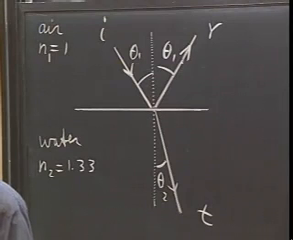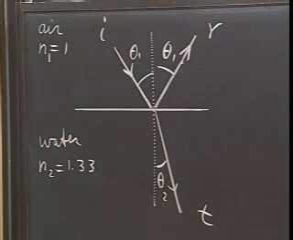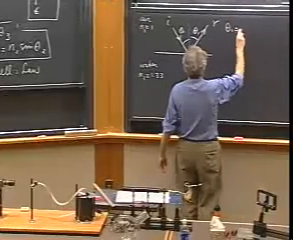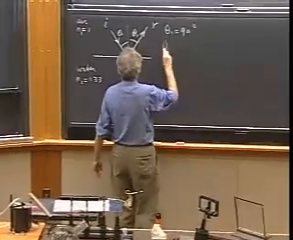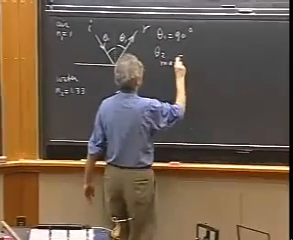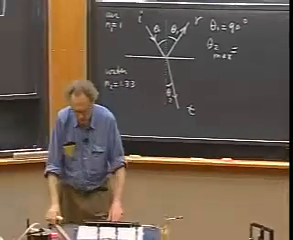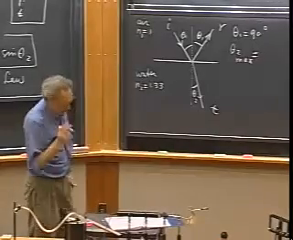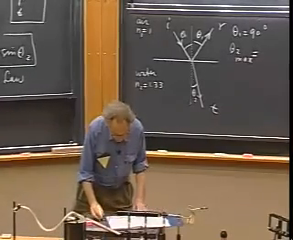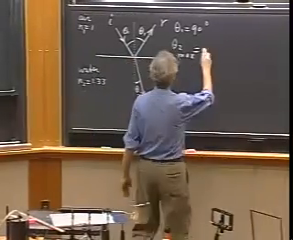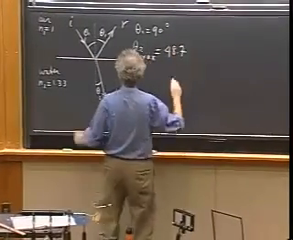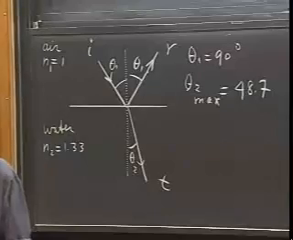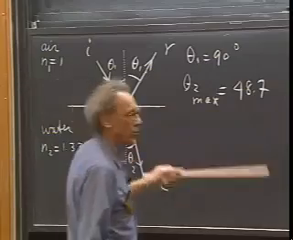But what is interesting is that you cannot make theta 1 any larger than 90 degrees. And when you make theta 1 90 degrees, theta 2 has a maximum. And that maximum follows immediately, of course, from Snell's law. And in this case, the angle theta 2, which is the maximum value that you can have, is then 48.7 degrees. So that's the consequence of the indices of refraction, the way I have chosen them. And I will show you that.